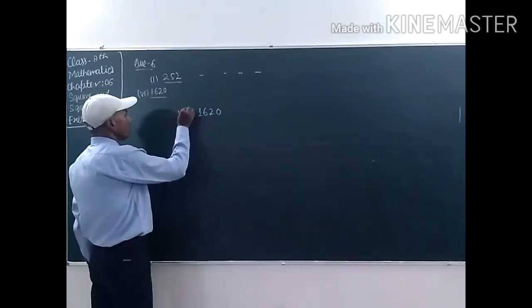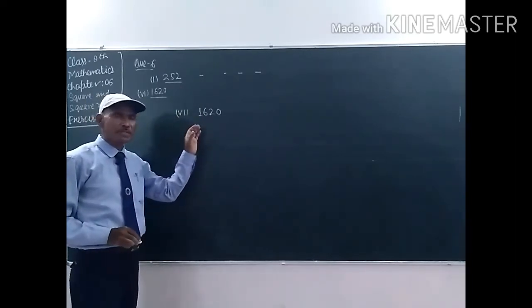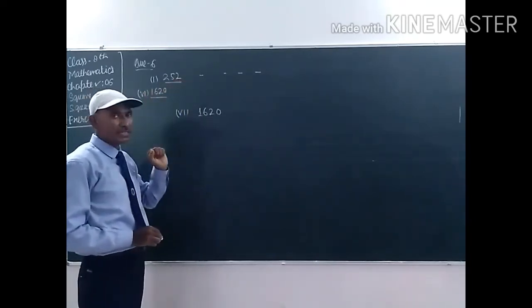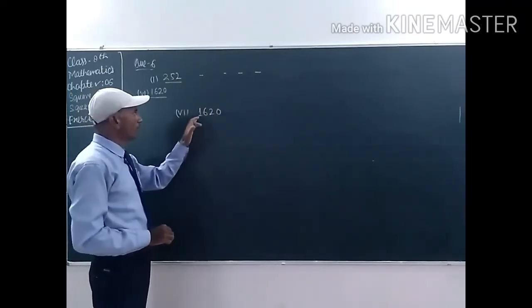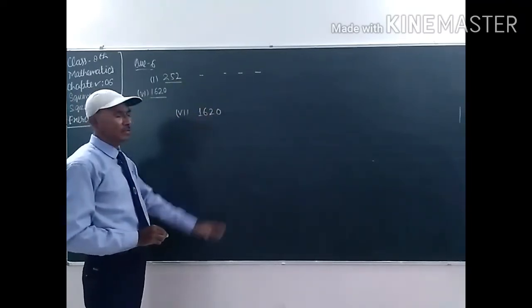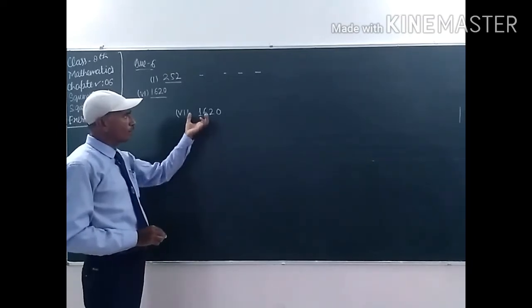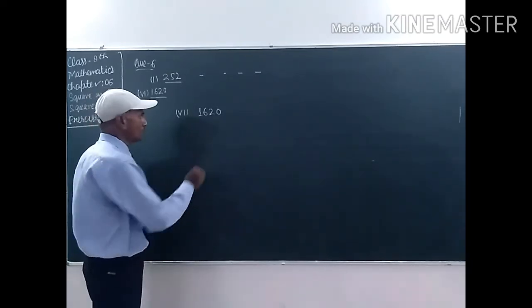Now we have to do the next part of this question, student, that is 1620. This one is the last part of the question, question number 6. The remaining parts of these questions you have to do yourself. This one, 1620. So first of all we have to find out the prime factors of this number, student.